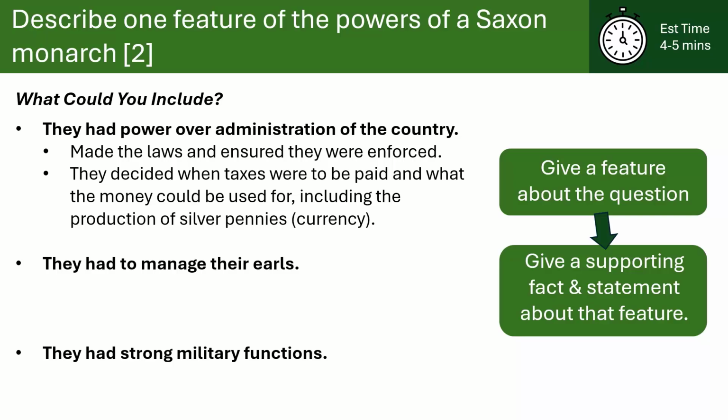He also decided all the taxes, when that was to be paid, when the money could be asked for, and what he could do with the money, as well as thinking about the production of silver pennies, which was the currency in Saxon England. So there's those powers over running the country.